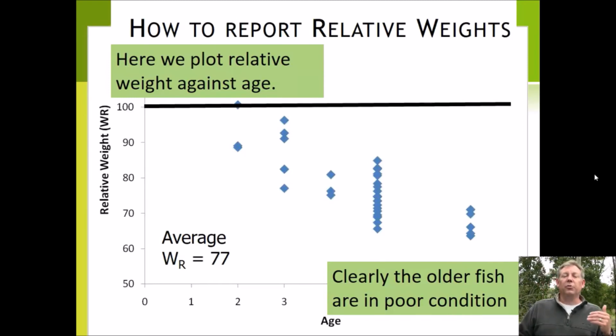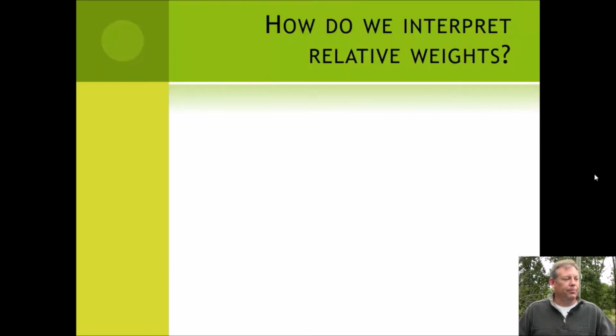And this is how we can get some information. We can see that the older the fish, the worse condition they're in. Remember, all these fish were about the same size. That suggests to us that as fish age, they just are less healthy and they're doing less well, and they're certainly not in as good a condition.